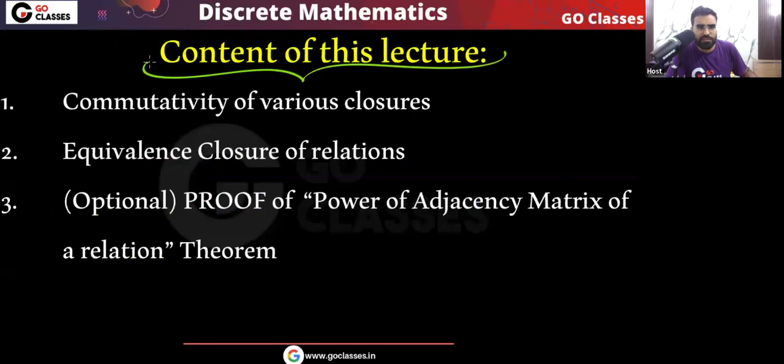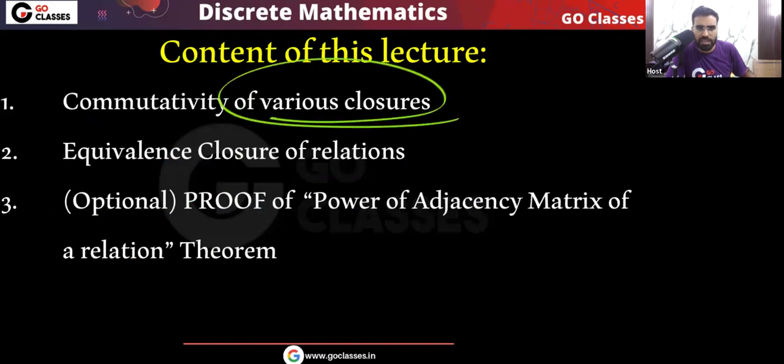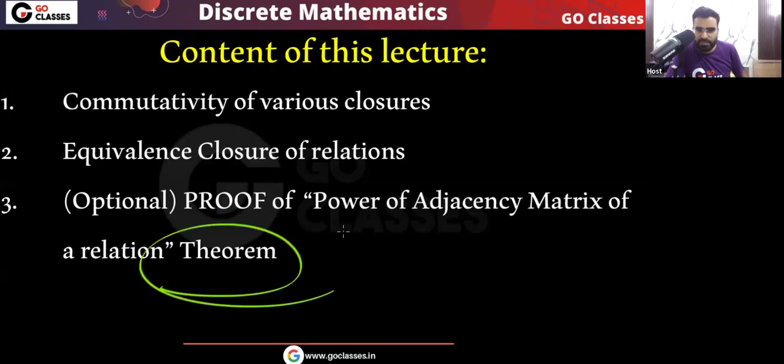Now, let's see what the content is for this lecture. In this lecture, we will study commutativity of various closures. When can I say two different types of closures are commutative or not? Next, equivalence closure of relations. Next, this third topic is optional, meaning for the GATE exam it is not required. Basically, we will understand the proof of a theorem that we have seen in the previous lecture.